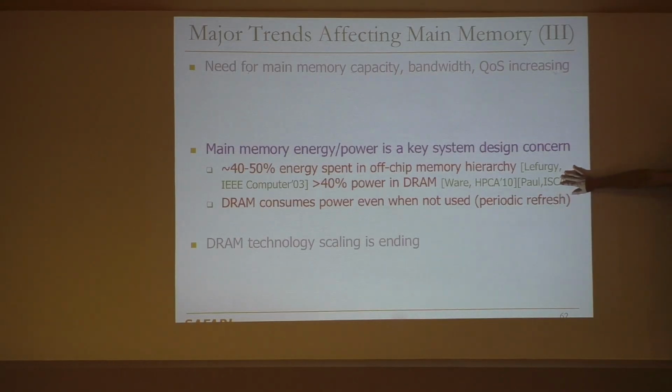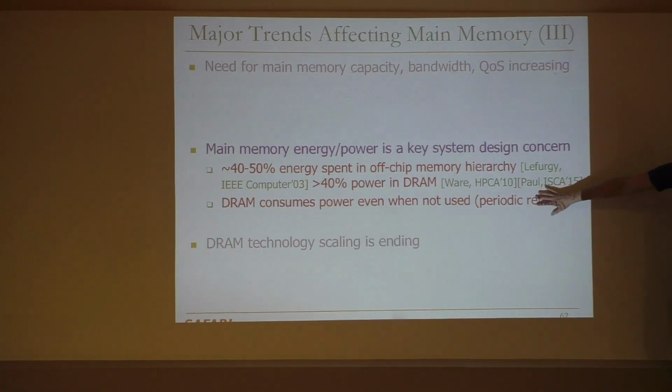Now that's true for GPUs also. There are other papers that are referenced over here, which you can read. So basically, memory power is an increasing design concern. It's going to be the major power consumer in the system. And one of the issues with DRAM is it consumes power even when it's not used. You need to periodically refresh DRAM.